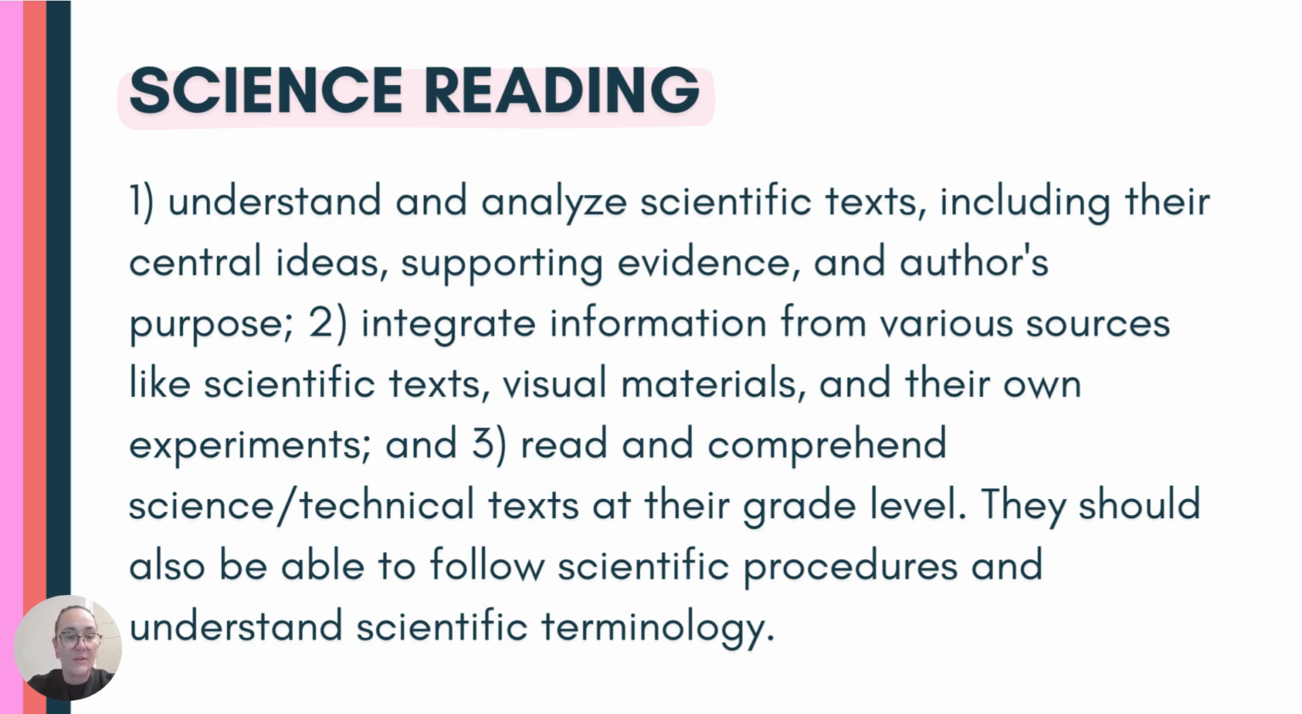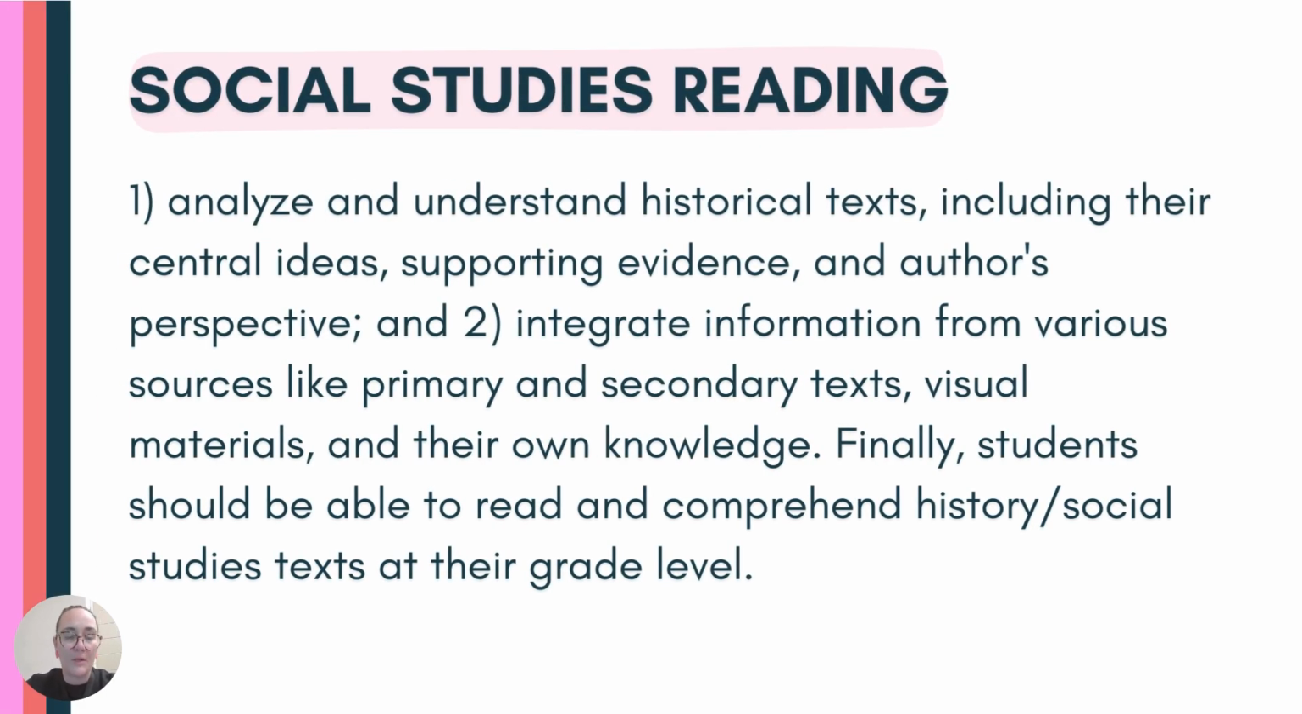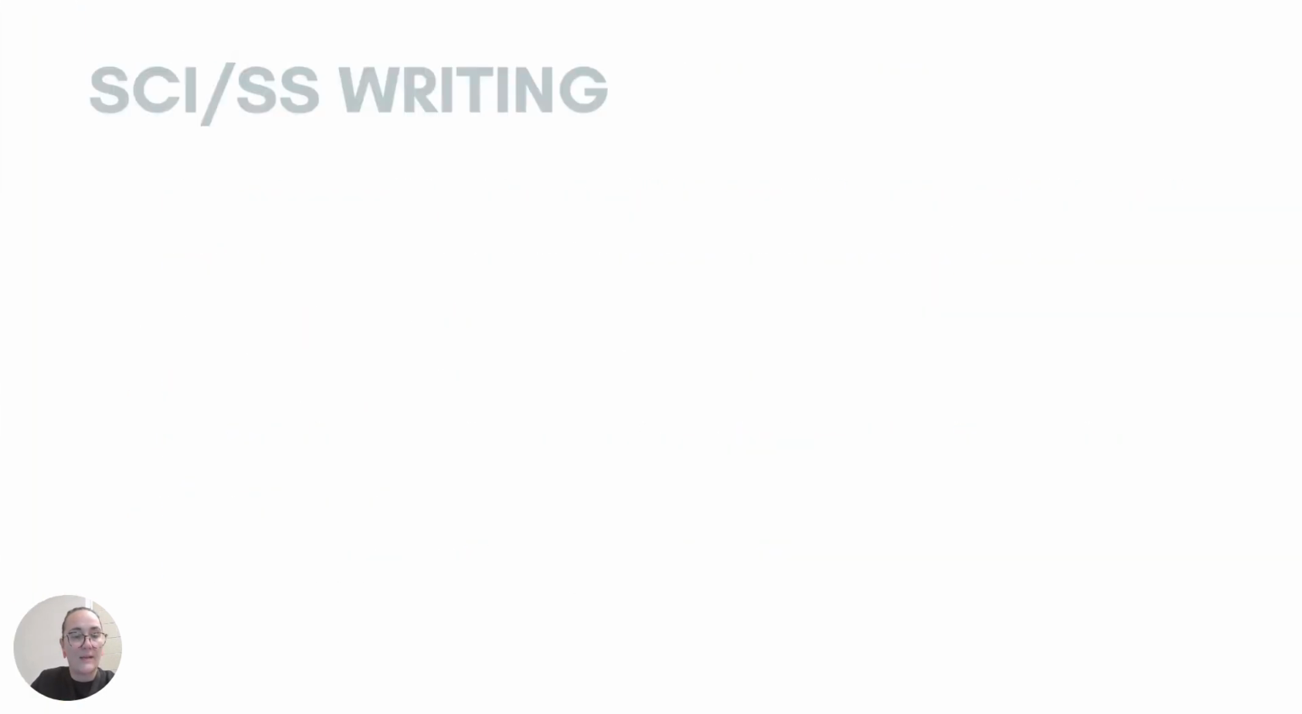The science reading literacy standards in Common Core ask students to understand and analyze scientific texts specifically, to integrate information from multiple sources together, to read and comprehend science and technical texts at their grade level, and be able to follow scientific procedures in writing and understand scientific terminology. When it comes to social studies, the standards are similar. This is another summary of them. Students should be able to analyze and understand historical texts, integrate information from various sources, and be able to read and comprehend history and social studies texts at grade level.